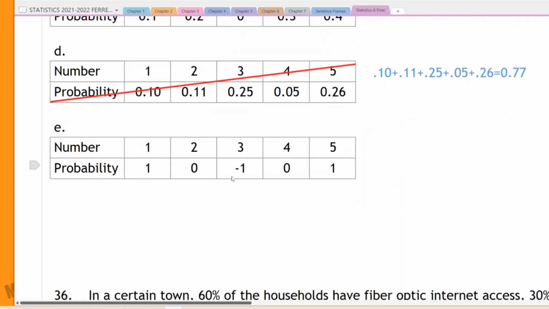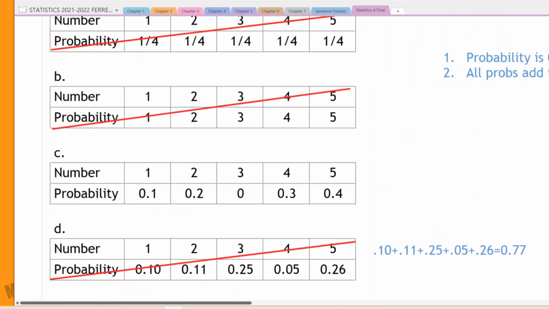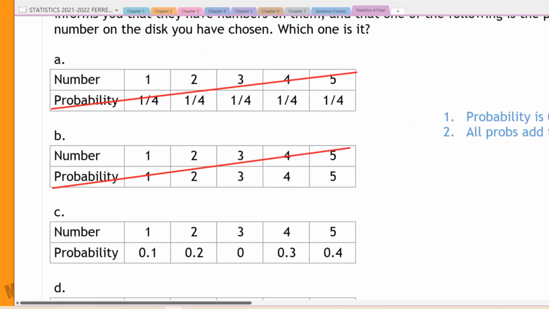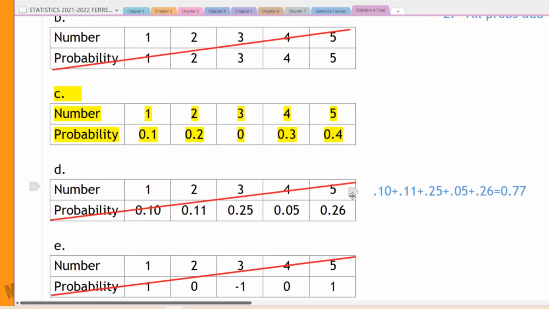And in the last letter, not only do we have a -1 right here for 3, we also have a probability of 1 plus 1. Both those probabilities can't be equal to 1. So this is also not a correct answer. You can see by process of elimination here, letter C has got to be our correct answer for question 35. So let's highlight this one. And there we have it.